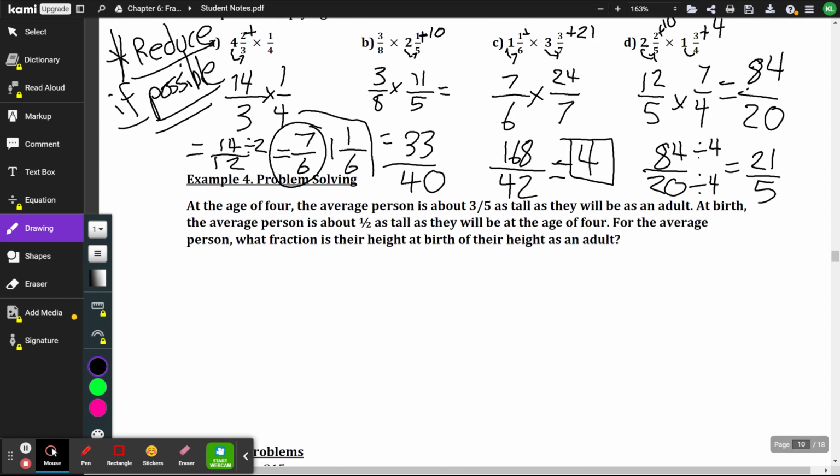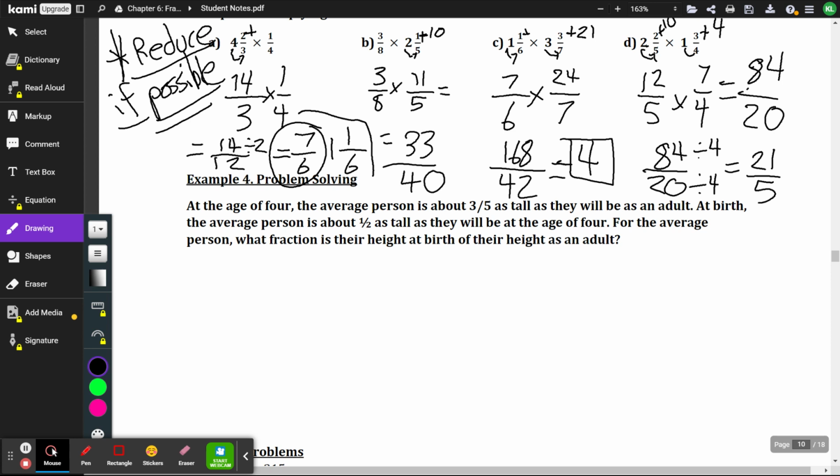And lastly, you will be asked to do some problem solving with multiplying proper fractions. So, at the age of 4, the average person is about 3/5 as tall as they will be as an adult. At birth, the average person is about half as tall as they will be at the age of 4. For the average person, what fraction is their height at birth of their height as an adult?